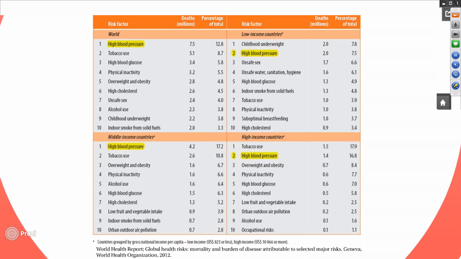We see the low income bracket. This population is most affected by risk associated with poverty, which makes sense. Things like undernutrition, unsafe sex, unsafe water, poor sanitation and hygiene, etc. However, high blood pressure does still remain high up on that list. And when we go to the higher income group, we see high blood pressure also high up on that list, followed by overweight and obesity and physical inactivity. Moving along.